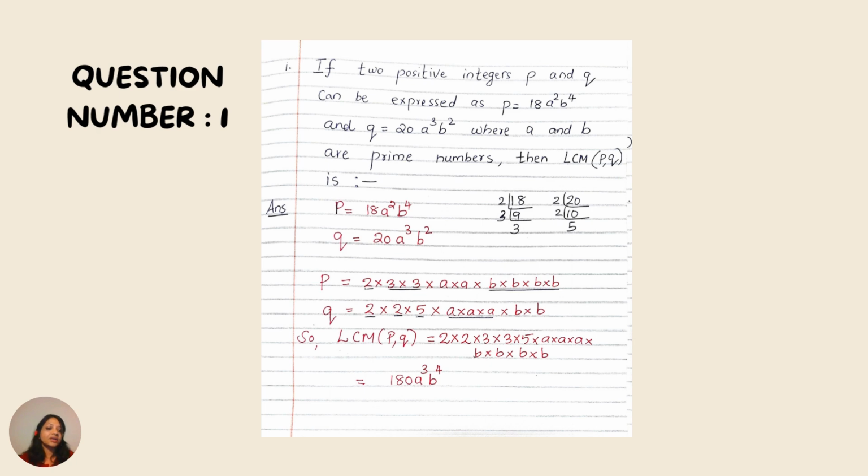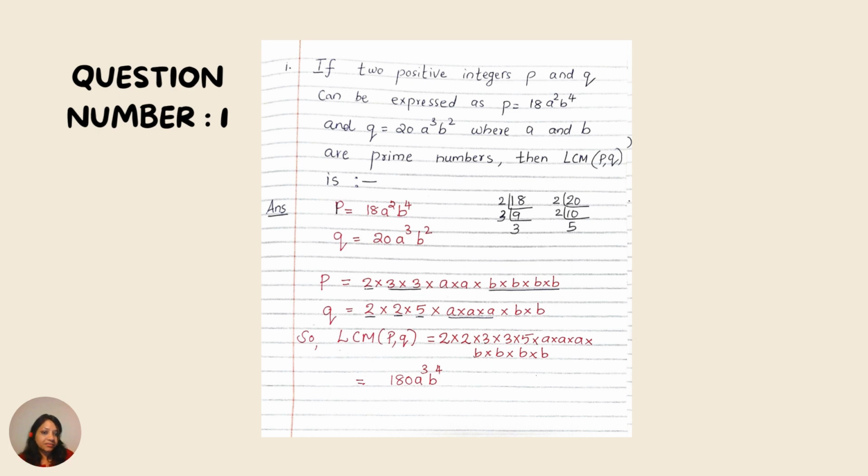And also you have to look for the 3. How many maximum 3s are there? 2 times. And 5 is 1 time. So you can write 2 times 2 and 3 times 3 and 5. How many a's are there? Maximum, you can take it 3 times. And b is also a maximum of 4 times. So you have to multiply all the numbers, you will get 180. And then a cubed and b raised to 4. So this is your answer.